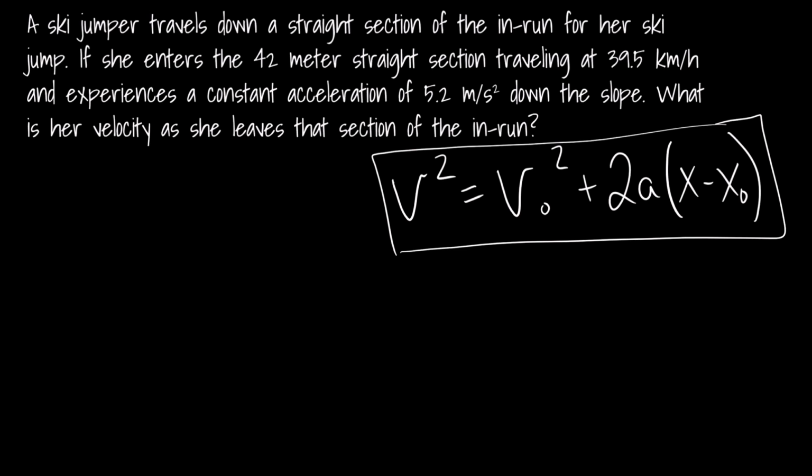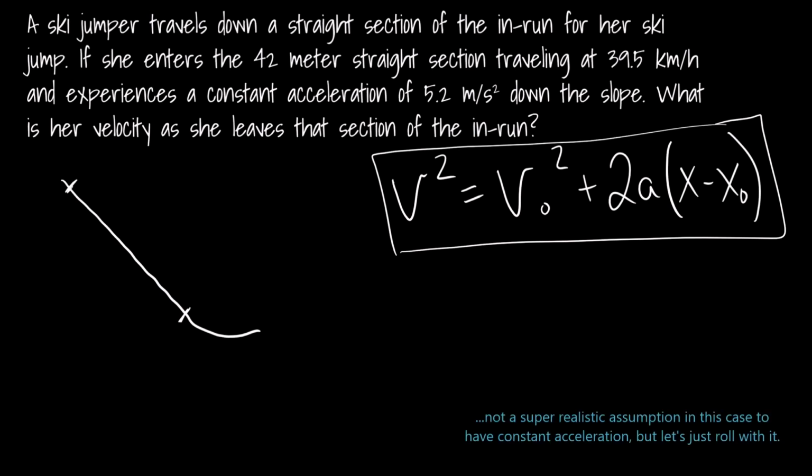We have a ski jumper traveling down a straight section of the in-run. So they're like in the part before the jump, so a straight section here. Okay. If she enters the 42-meter straight section traveling at 39.5 kilometers per hour, and experiences a constant acceleration of 5.2 meters per second squared down the slope, what is her velocity as she leaves that section?